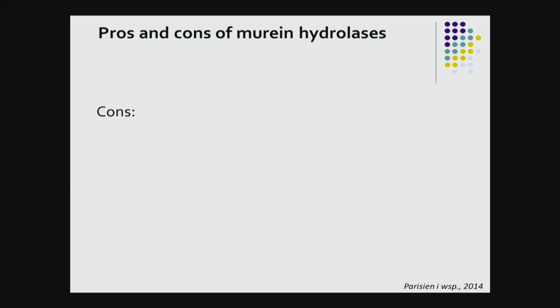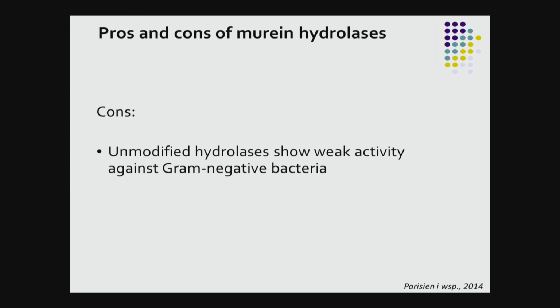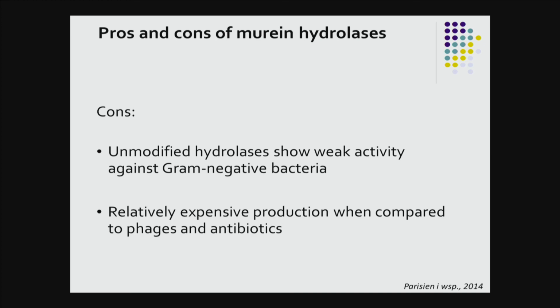And on the minus side, we can find that unmodified murein hydrolases show weak activity against gram-negative bacteria. They have some activity, but it is weak in comparison to gram-positive. And production is relatively expensive, for example, in comparison to the bacteriophages.